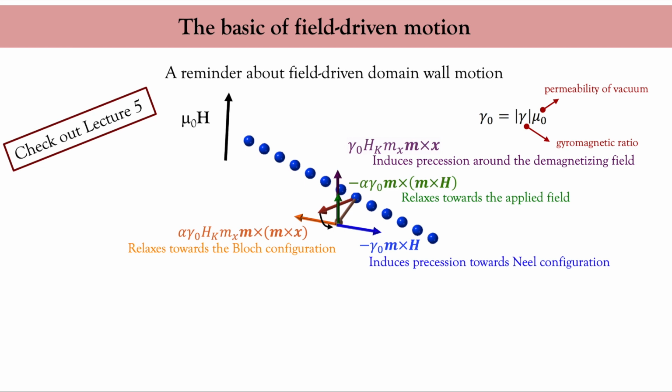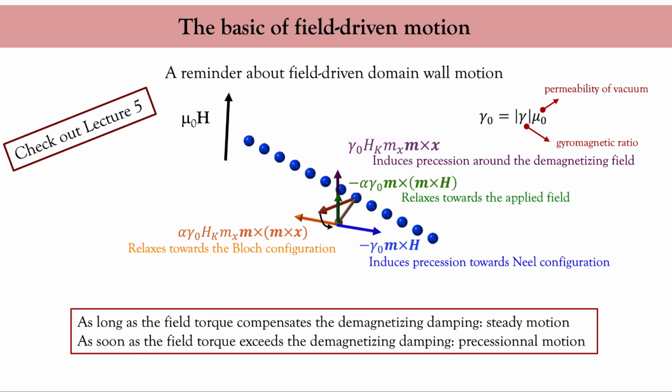So 2 things happen. As long as the field torque compensates exactly the demagnetizing damping, the domain wall is stabilized in a configuration that is in between the Bloch and the Néel configurations, and then we have a steady motion. And when the applied field exceeds the demagnetizing damping, the central magnetic moments start precessing continuously, and we enter the regime of precessional motion. For more information about the physics of field-driven domain wall motion, have a look at Lecture 5.